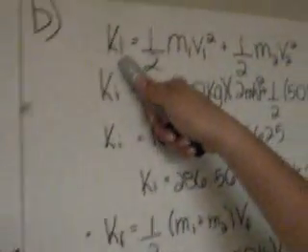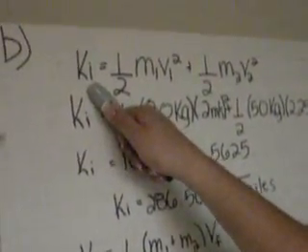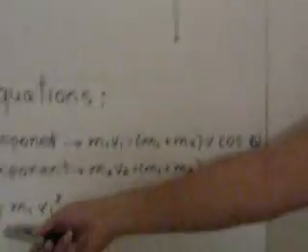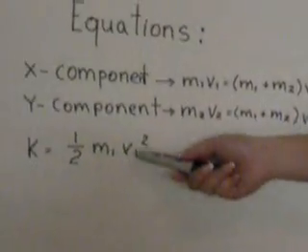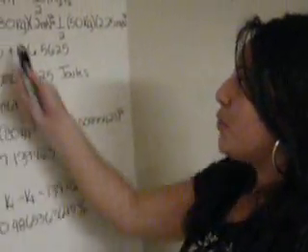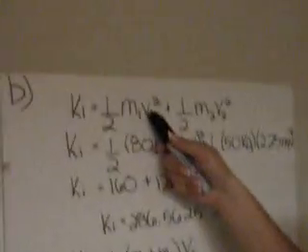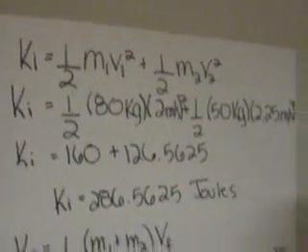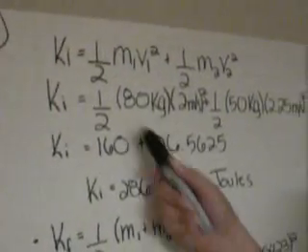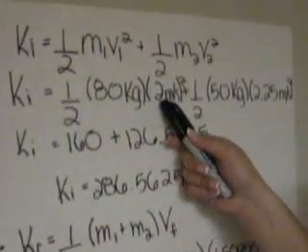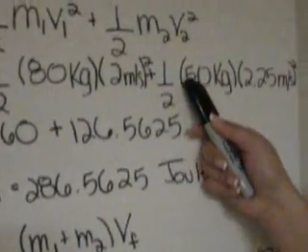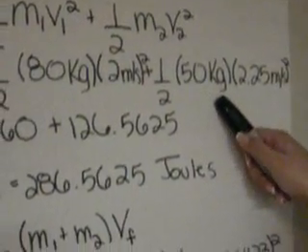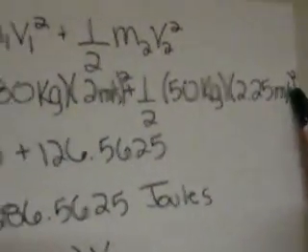So then part B asks how much kinetic energy we lost in the collision. So then we begin with the kinetic energy at the beginning before the collision. Kinetic energy is equal to half m1 times v1 squared. So then our initial kinetic energy would be half m1 times v1 squared plus half m2 times v2 squared. We plug in our numbers, and we put in our 80 kilograms times our 2 meters per second squared plus half times the 50 kilograms times 2.25 meters per second squared.